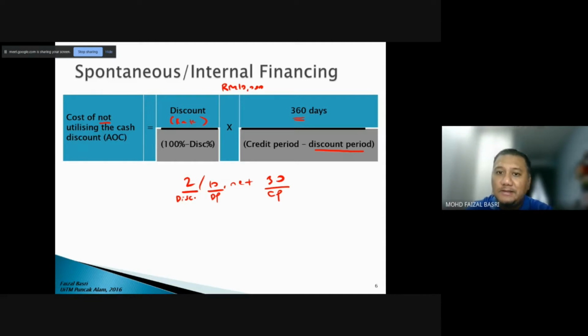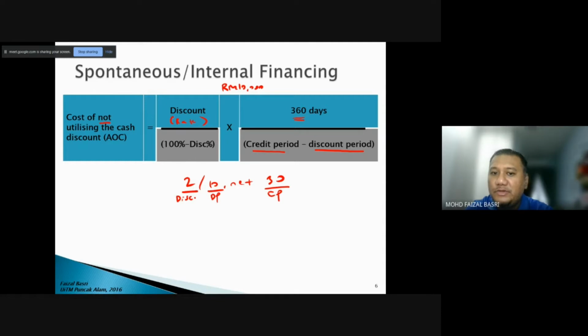So how to calculate? Using this formula. We just need three things: the 2% discount, the discount period, and also the credit period. And between the two, if you can see here, credit minus discount, it's always the larger number of days minus the lower number of days.